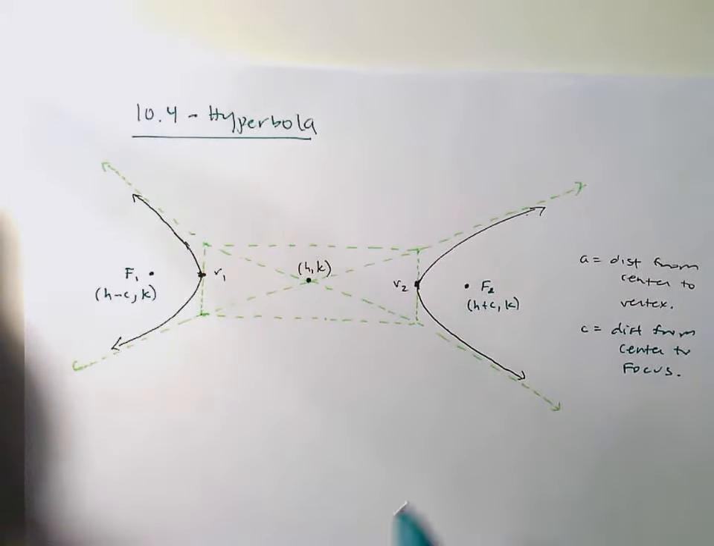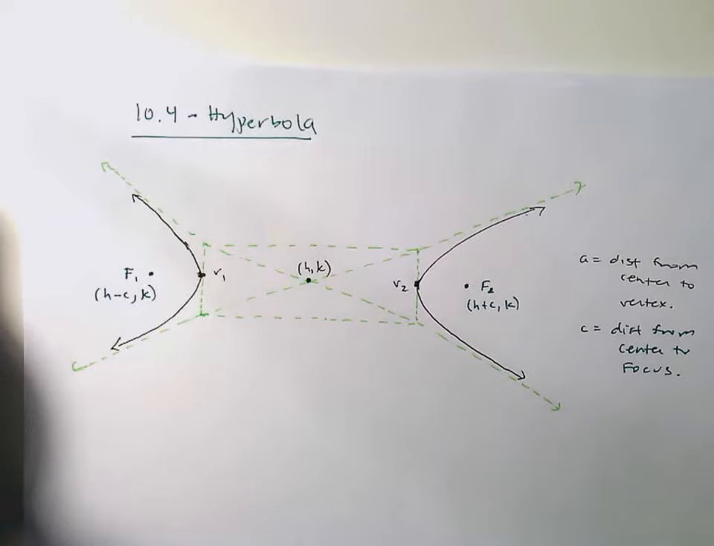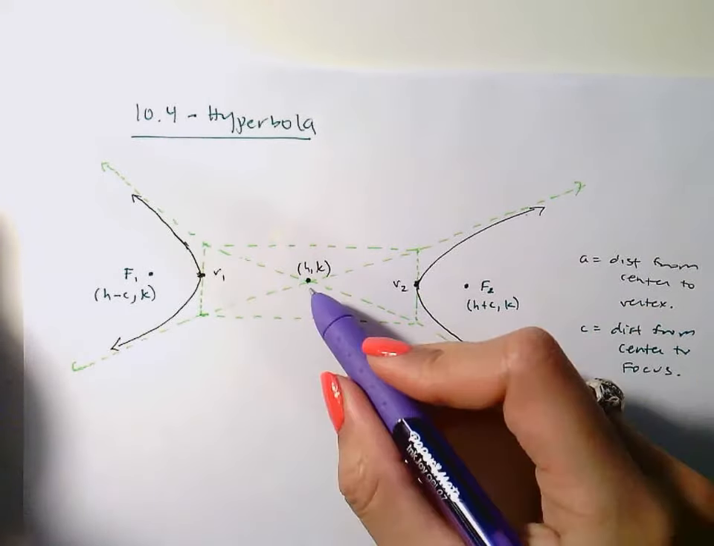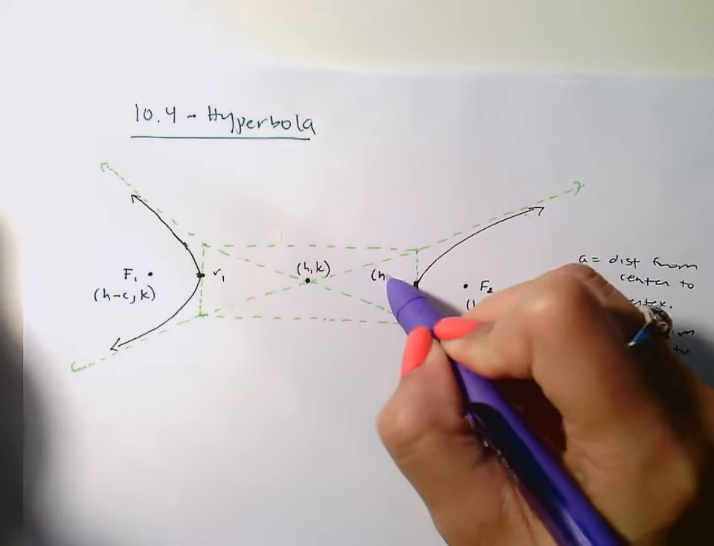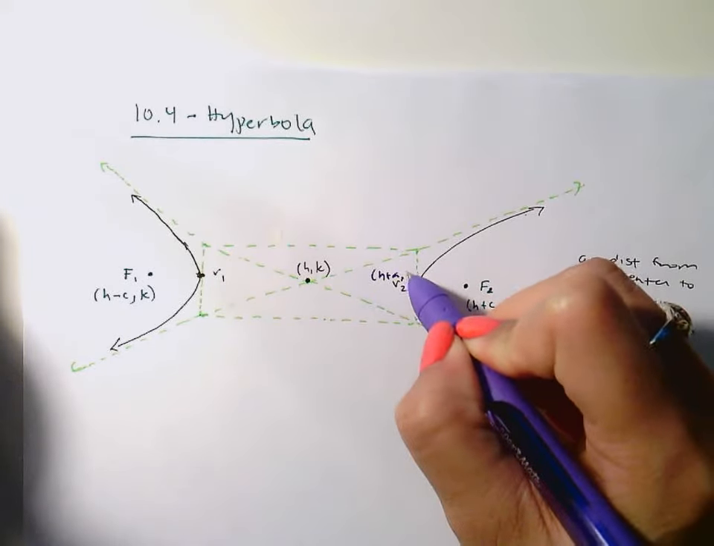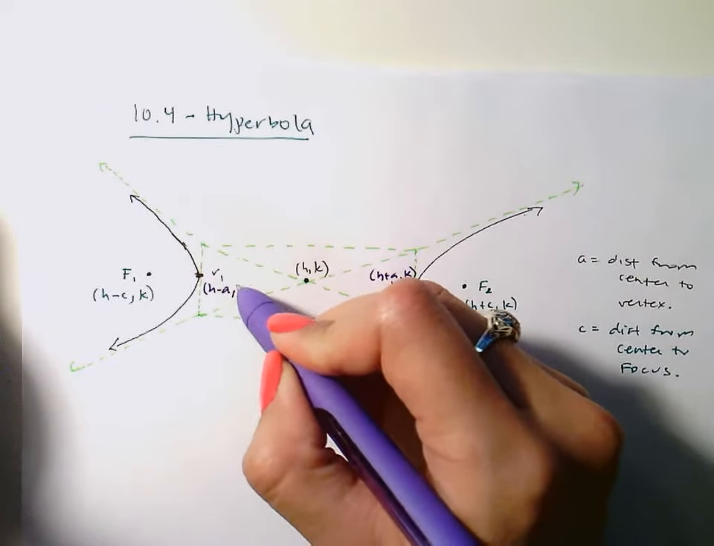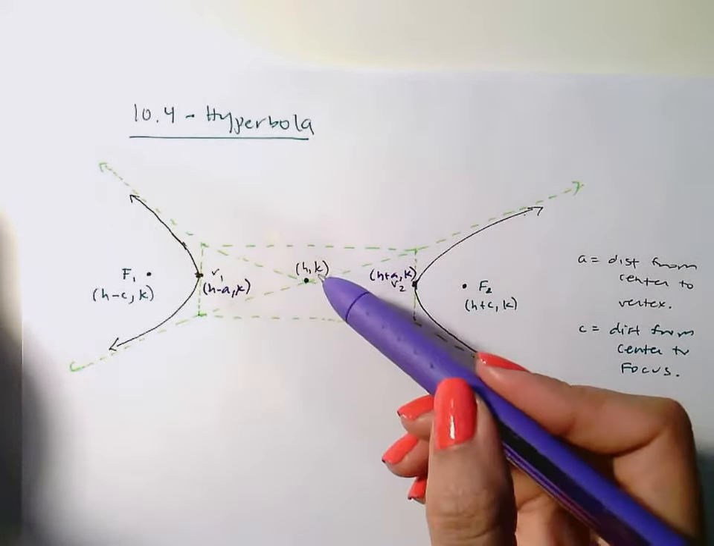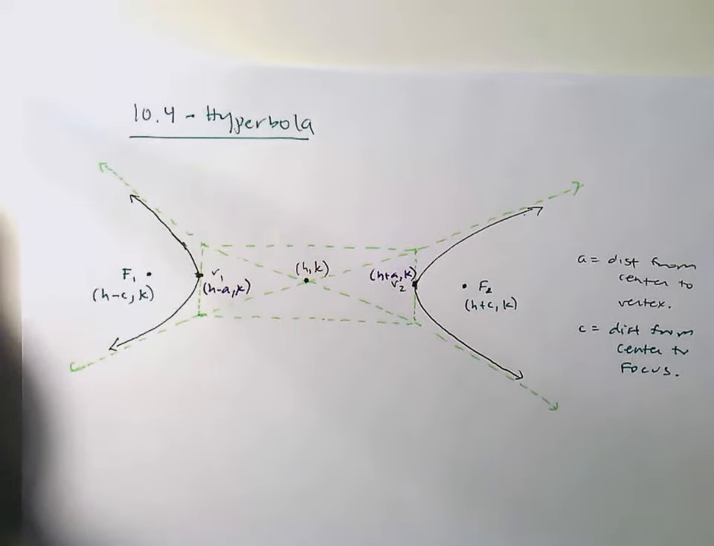The vertices are a units away from the center. So if it's a units away from the center, we're going a units to the right. That means this is going to become (h + a, k), and the y value is still k. And this one is going to be (h - a, k), and that's because you're going a units away, but now to the left side. That's why you subtract an a. So what about the b?